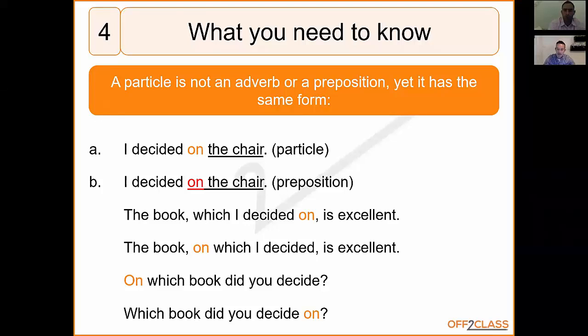In the second example, B, "I decided on the chair." The idea is that I decided to take a holiday on the chair. I was physically sitting in that place. And because of that, you've got a preposition and not a prepositional phrasal verb. So the verb is "decided on" in example A, and in B, the verb is simply "decided."